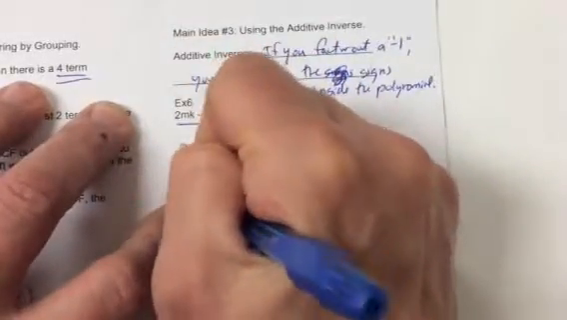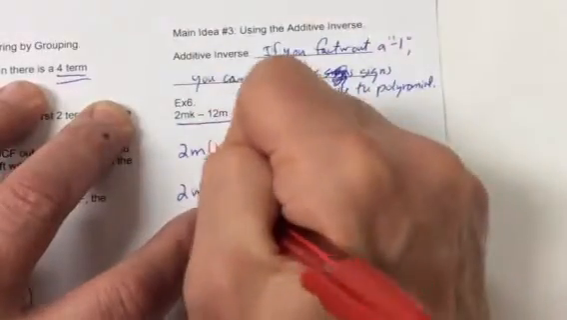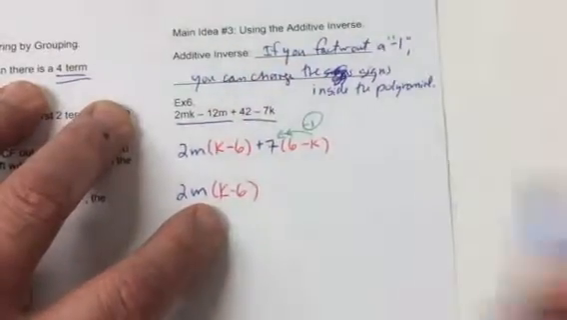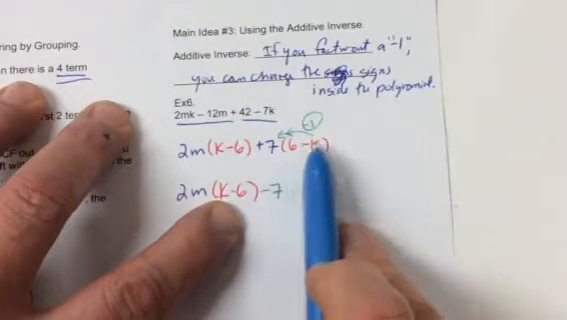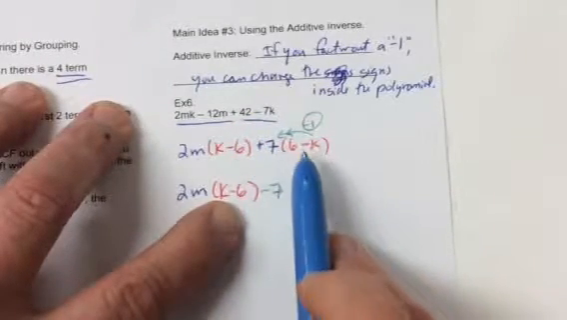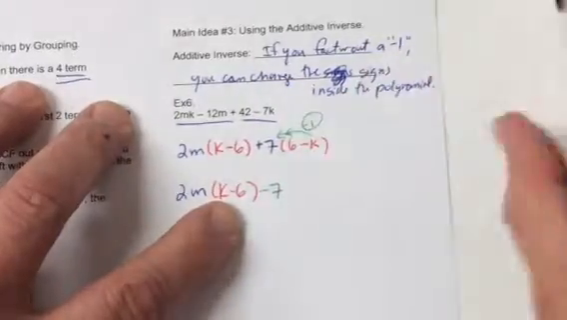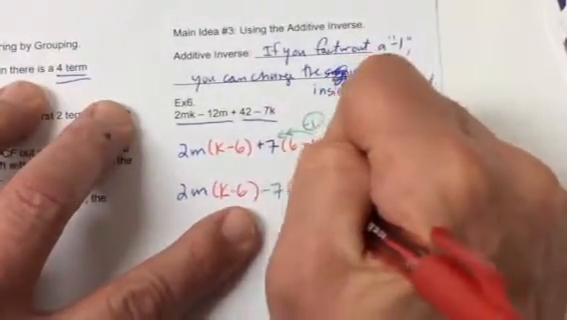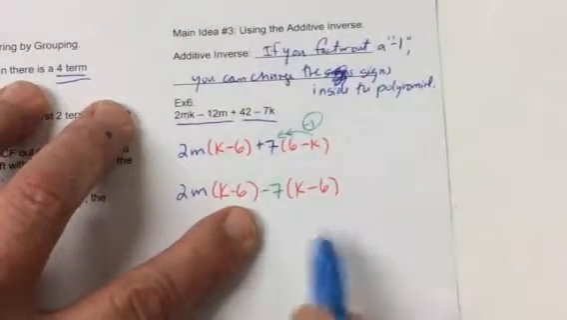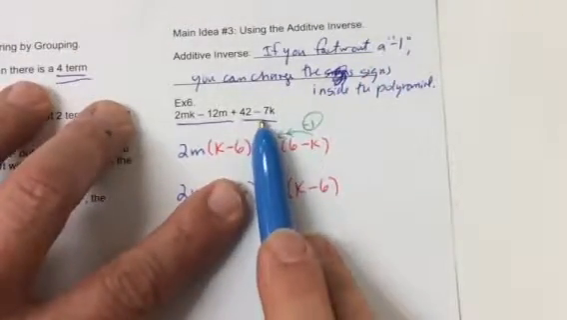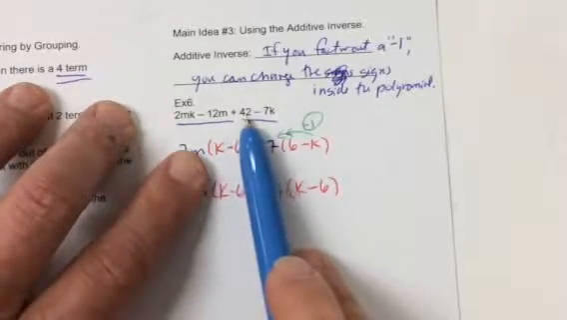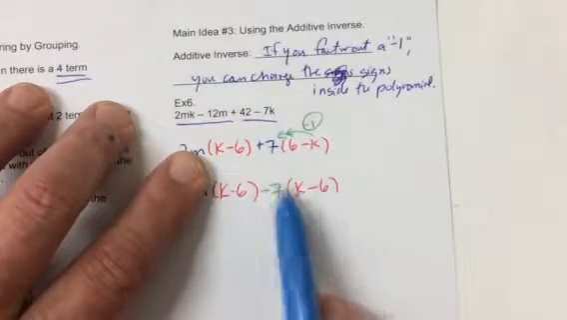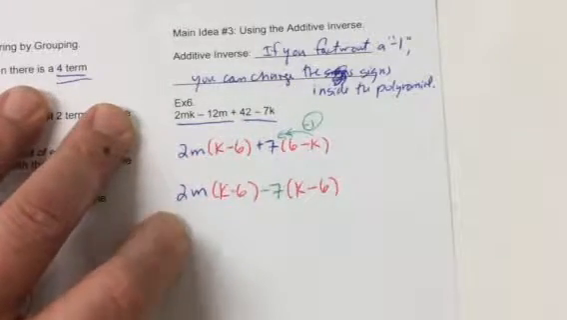So when we do that, we get 2m times k minus 6. Negative 1 times 7 is negative 7. So I actually could have factored out a negative 7 to begin with and flipped everything. Then that will flip these around. It'll make the 6 negative and the k positive. So this is going to be times k minus 6. So let's look at this. Negative 7 times k is negative 7k. Negative 7 times negative 6 is positive 42. So by factoring out that negative, we were able to flip it around and make it work.